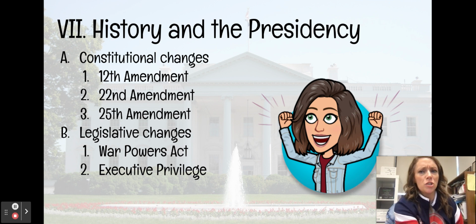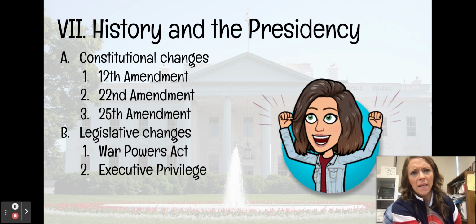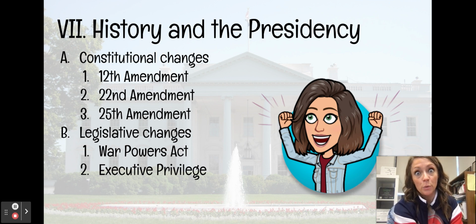Where does executive privilege start? Where does it stop? What can the president withhold? All of those different things. But executive privilege is the president's authority to withhold certain information from Congress or from the press.